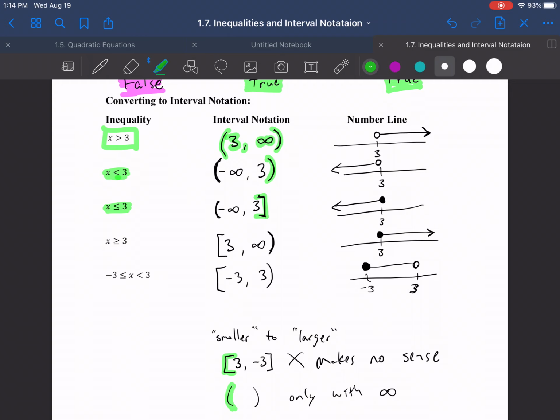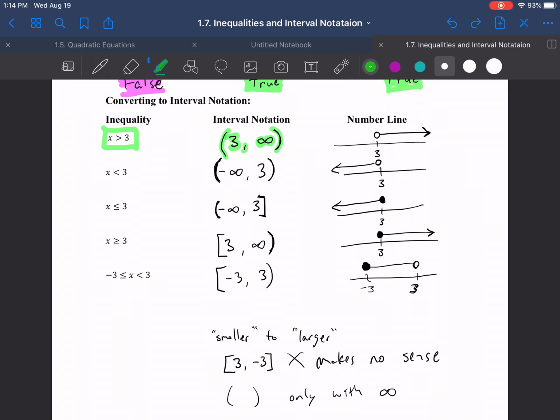Now, when it comes to positive or negative infinities, we can never equal those. They're not an actual number. They're more of an idea, so you can only ever put parentheses around the infinities. Okay, so be careful when doing that. Infinities have to have parentheses. You can't have an or equal to.